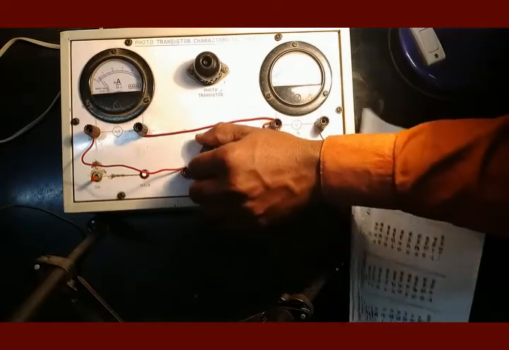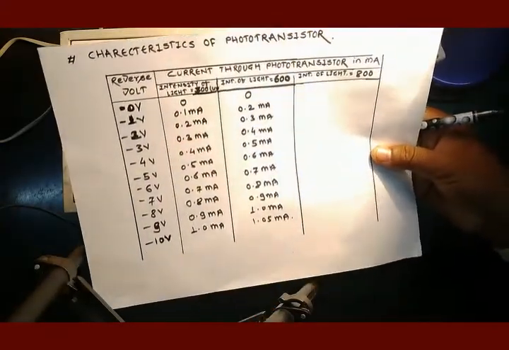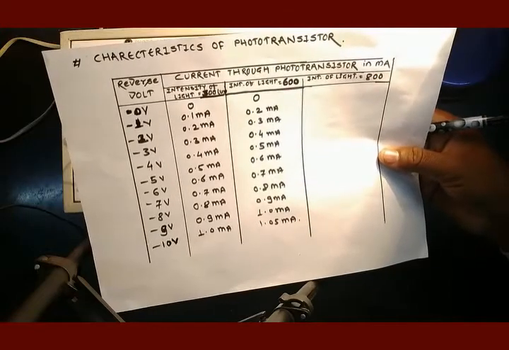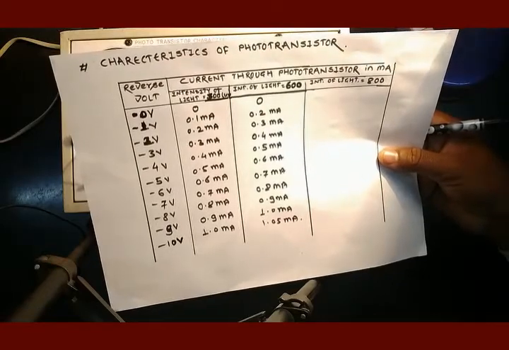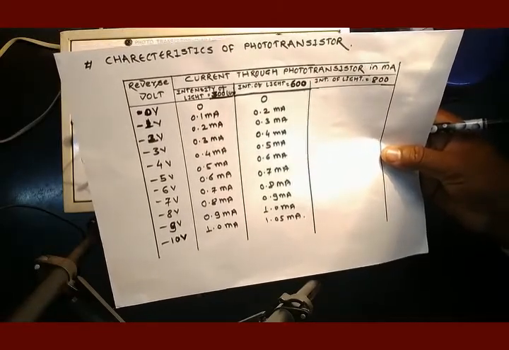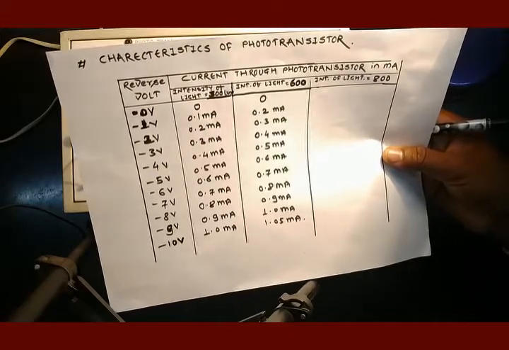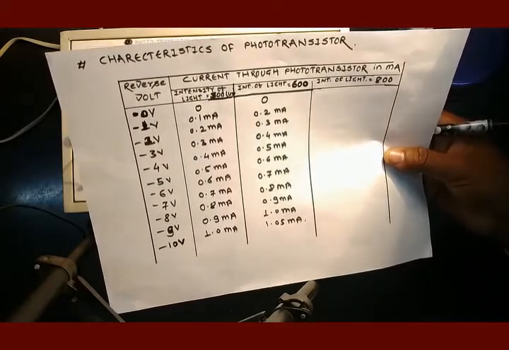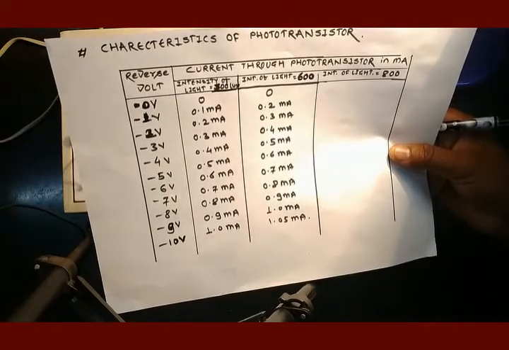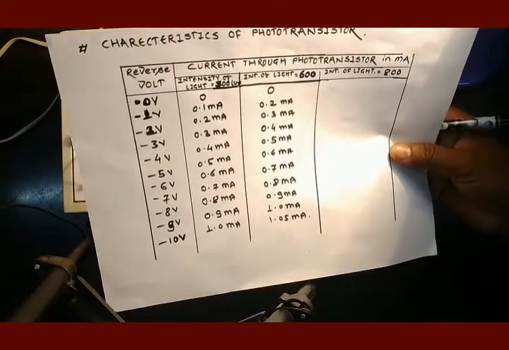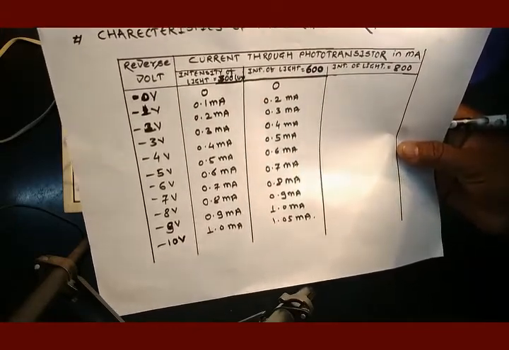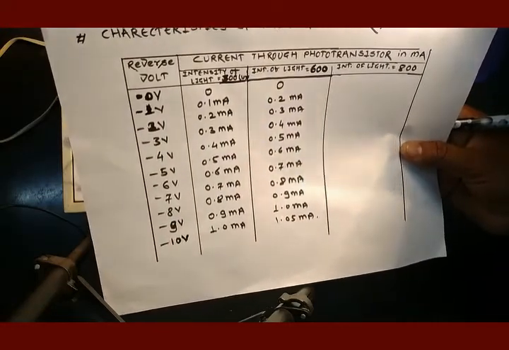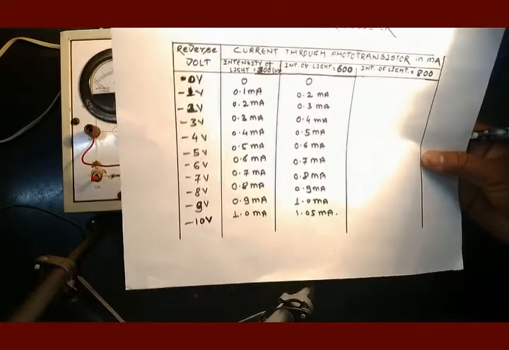These are the readings of the second set. Here the intensity is 600 lux constant. For 0 volt, current is 0. For minus 1 volt, current is 0.2. Minus 2 volt, current 0.3. Minus 3 volt, current 0.4. Minus 4 volt, current 0.5. Minus 5 volt, current 0.6 milliampere. Minus 6 volt, current 0.7 milliampere. Minus 7 volt, current 0.8 milliampere. Minus 9 volt, current 1 milliampere, and minus 10 volt, current is about 1.05 milliampere.